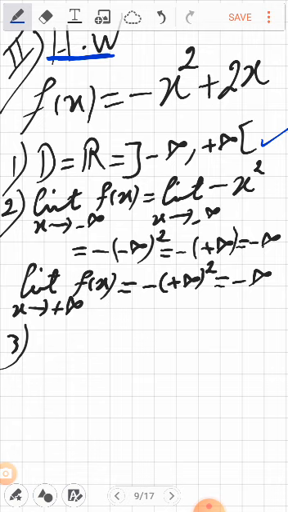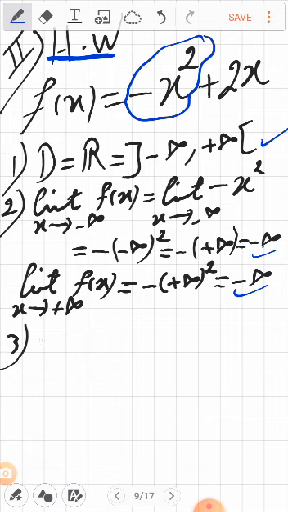Part 2, limit as x tends to minus infinity of a polynomial function. ناخد ال highest degree ونحط minus infinity بقلبها. طبعا minus infinity square بصير plus infinity، وفي minus برا بترجع minus infinity. بالحالتين راح يطلع معنا minus infinity.